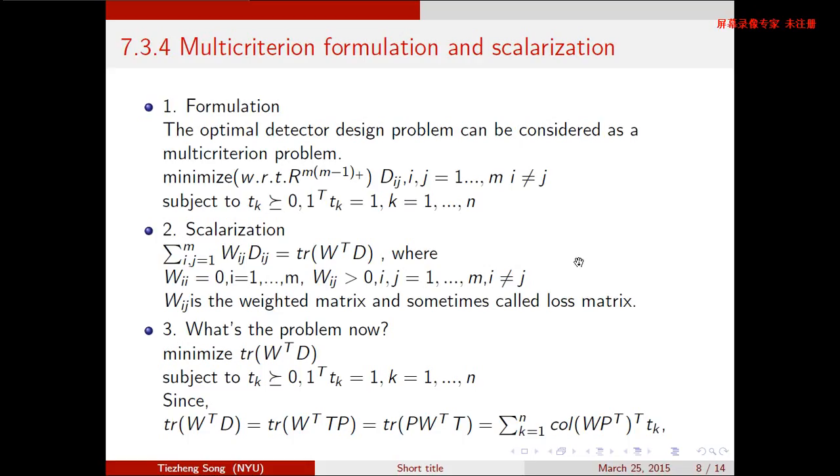The optimal detector design problem can be considered as a multi-criterion problem, which is solved by these optimal problems. We need to minimize the detection probability, subject to these two constraints. The scalarization looks like this. This is a trace of a weighted matrix times the detection probability.